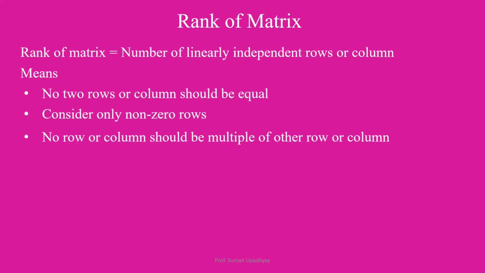That's why we say that we have to find the number of independent rows, because dependent rows are easy to make into zero rows by applying row or column operations. So such rows we don't have to consider in finding the rank of a matrix. We have to consider only non-zero rows, and no two rows or columns should be equal. Let us understand all these three points with an example.